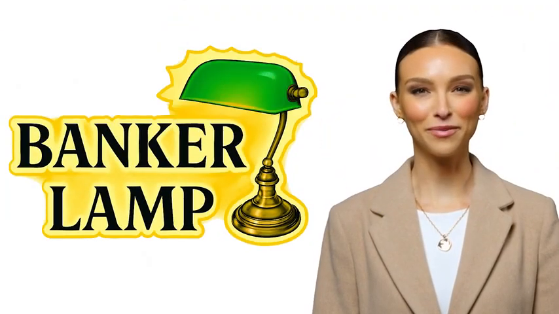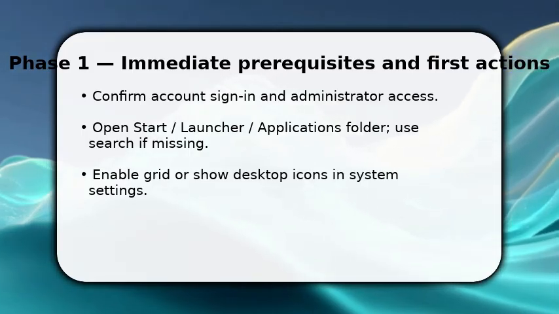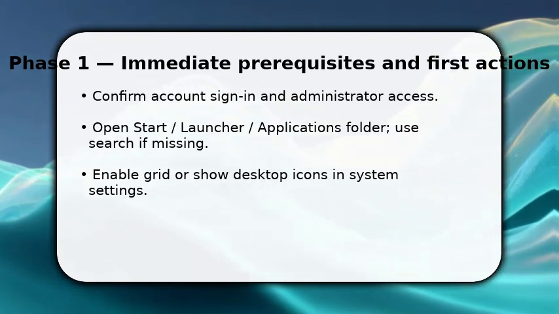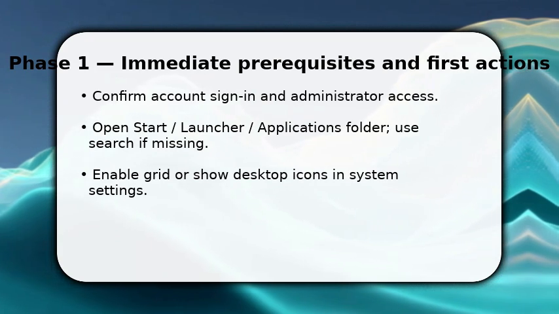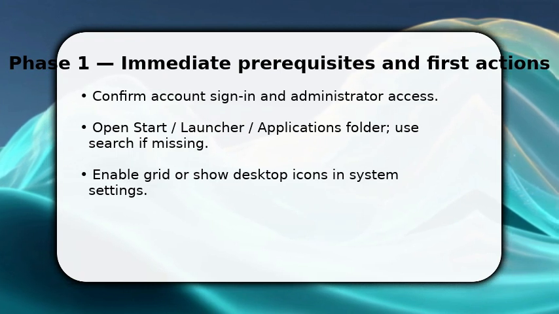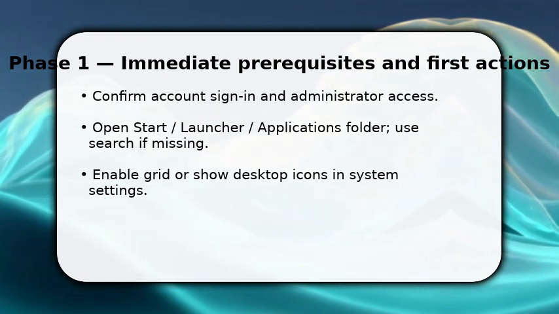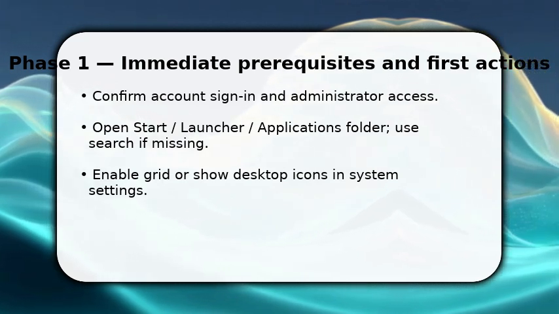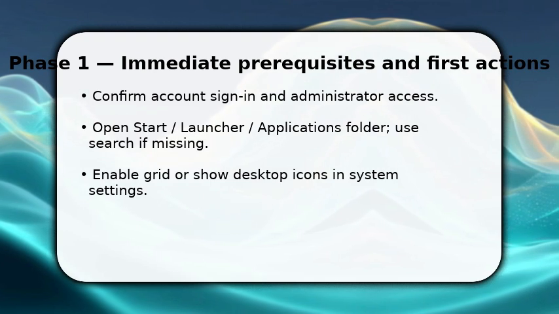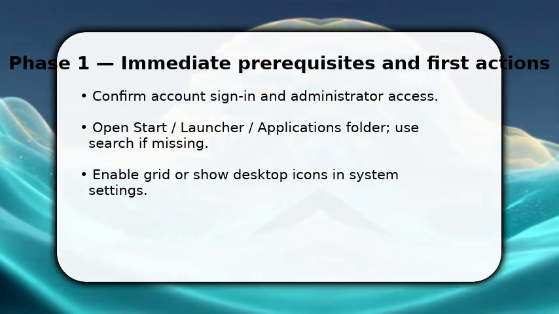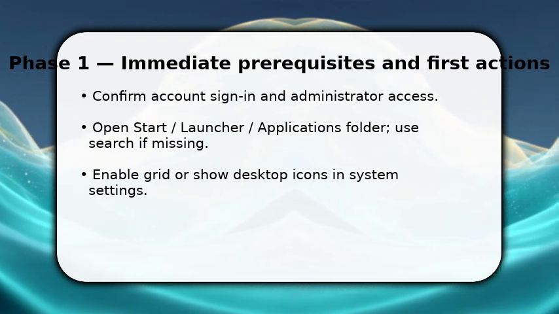Please enjoy the video. You start by confirming you're signed into the account with permission to change the desktop. Open the Launcher or Applications list now. Use the Start menu, Dock, or the System search bar. Once done, switch to Icon View or enable desktop icons in Settings so you can place apps. Make sure settings apply to the current display profile, otherwise changes won't show. This gets you immediately ready to restore and pin apps where you want them.